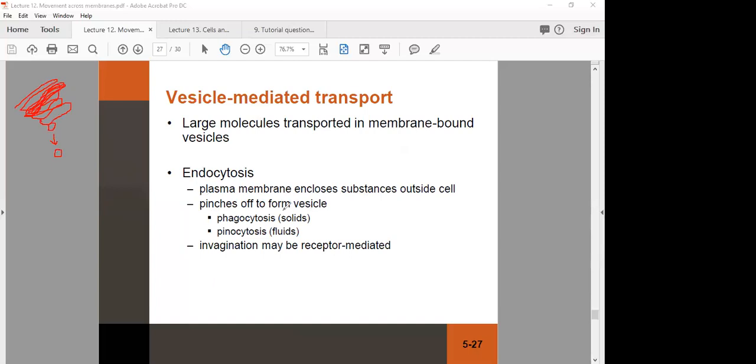If the vesicle contains solids, then it's referred to as phagocytosis. If the vesicles contain fluids, it's called pinocytosis, or commonly referred to as cell drinking. The invagination of the plasma membrane may be receptor mediated, and I'll show you that on the next slide.